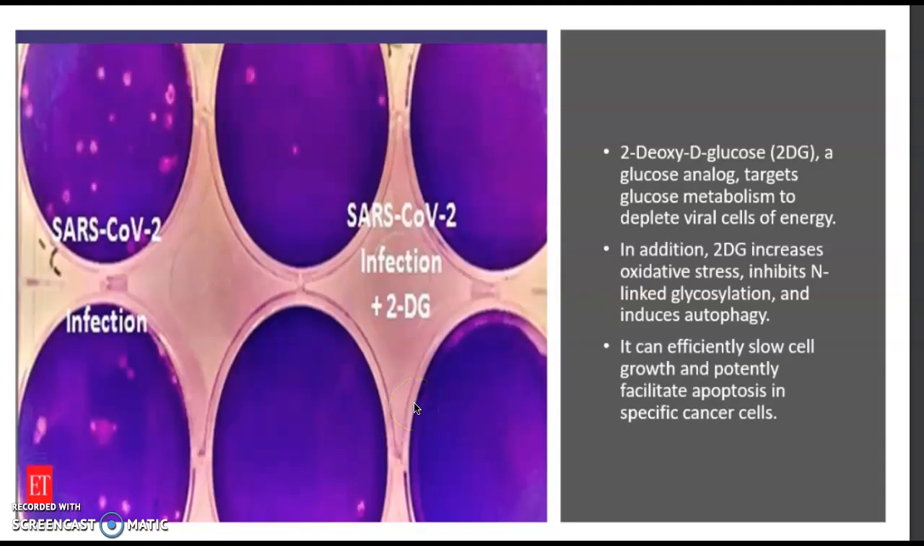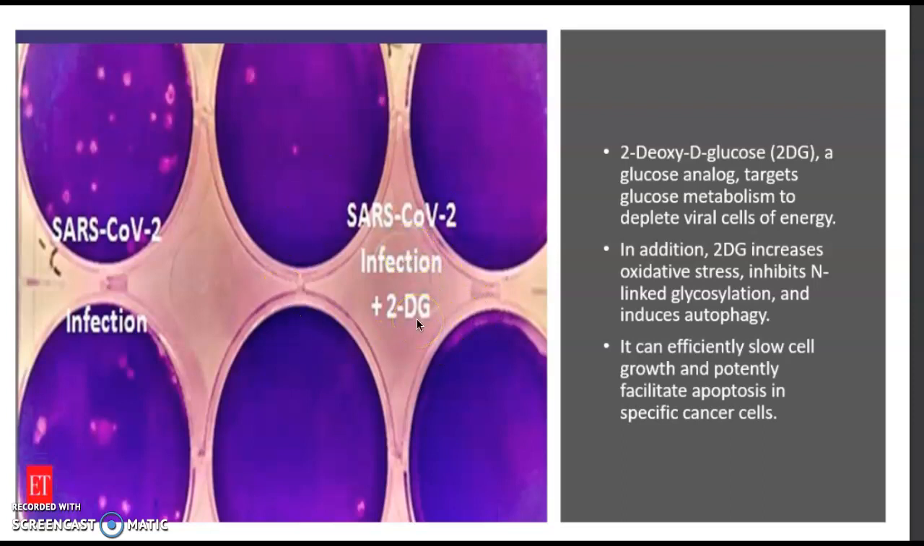That's why scientists used this drug on different patients having severe or moderate symptoms of SARS-CoV-2, and they found that on giving this drug for 2 to 3 days, the requirement of oxygen was less. Because 2DG is a glucose analog and it inhibits glucose metabolism, ATP will not be there. As a result, viral particles fail to multiply and their number will decrease. In addition, 2DG also increases oxidative stress and inhibits N-linked glycosylation, and that process leads to autophagy, that is self-destruction. And this is not a new drug.